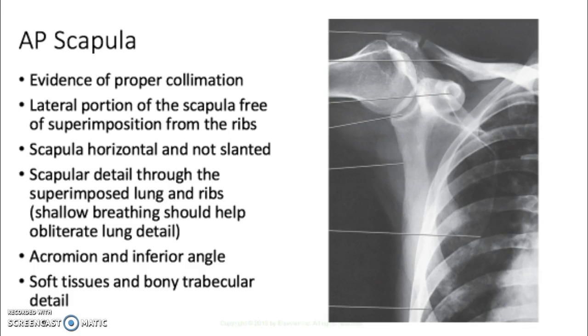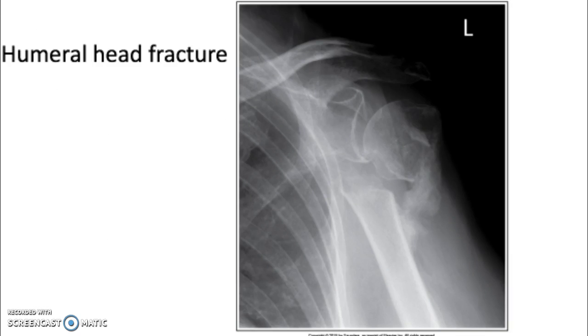So pathology-wise, there are some unusual things like the winged scapulas we saw earlier that have to do with the muscles and nerves in the thorax. But a lot of times in hospitals and orthopedics, you're going to see a lot of fractures. So here's an example of a humeral head fracture. The AP shoulder projection is demonstrating the proximal fracture. Is this the anatomical neck or the surgical neck where that fracture is? What do you think?